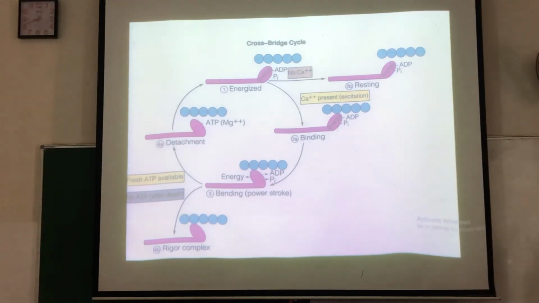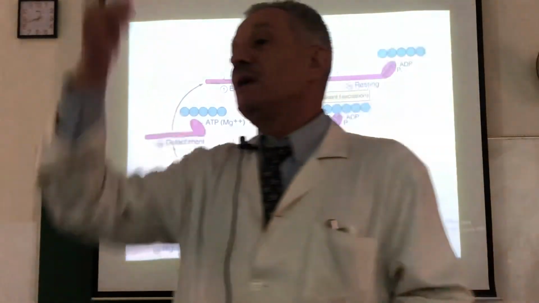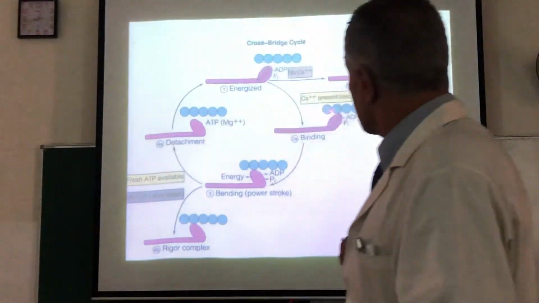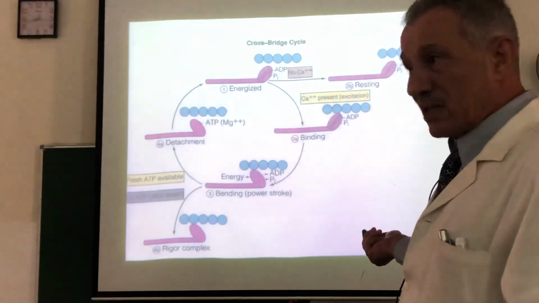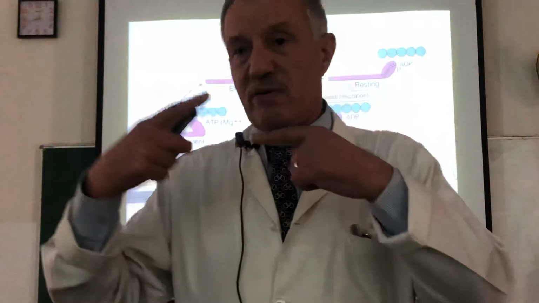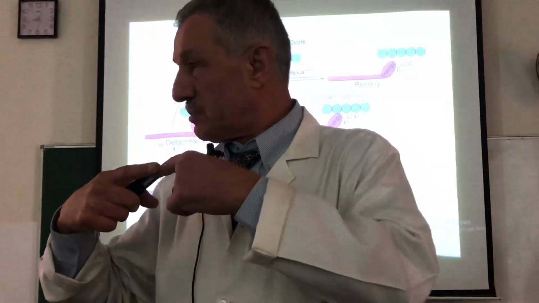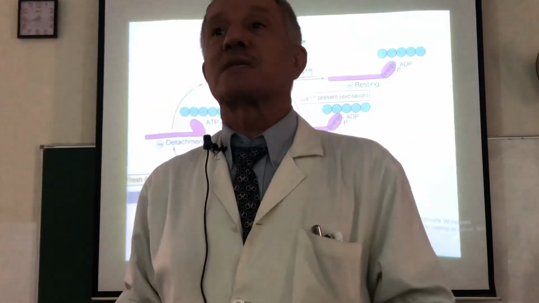To represent what happens with regard to the interaction between thick and thin filaments, what ion do we need? Calcium. If you have calcium, you can have interaction. This process or phase is called binding, binding of the myosin head to the binding site of actin.